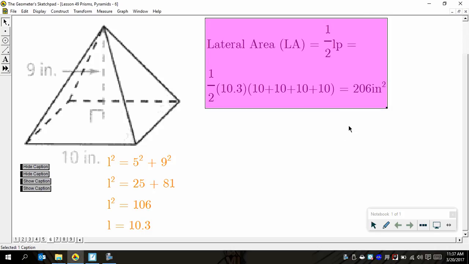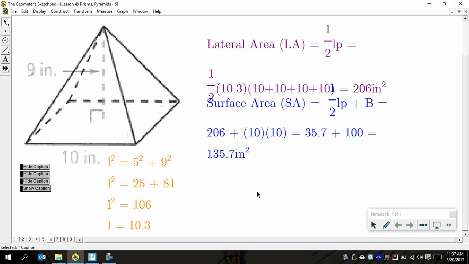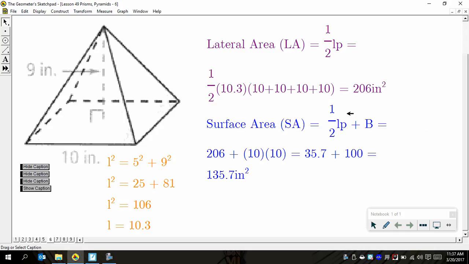To get the lateral area, we need to find the perimeter. In this case, we add 10 plus 10 plus 10 plus 10. Multiply that by the slant height times 1/2. We're going to use that 1/2 LP, that lateral area. We can just plug that 206 right in here because we already did 1/2 times LP. And we'll add to it the area of the base. Since it's a square, we just do 10 times 10 and add those together to get 135.7.